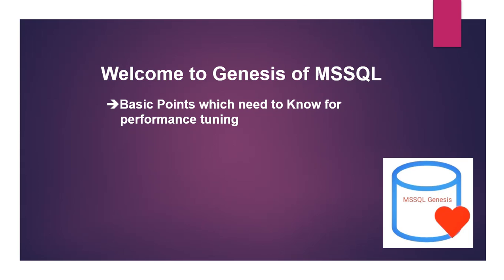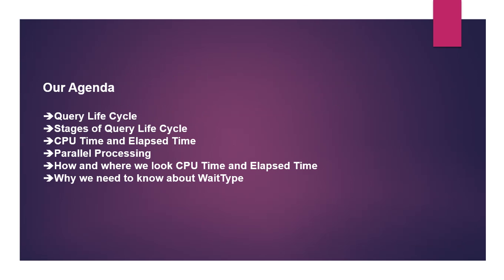In the previous video, we discussed how SQL Server executes a query. Let me proceed one step forward by discussing basic points we need to know for performance tuning. Let's start with our agenda for this video. We will discuss the query lifecycle, stages of the query lifecycle, CPU time and elapsed time, parallel processing, how and where we look at CPU time and elapsed time, and why we need to know about wait types.